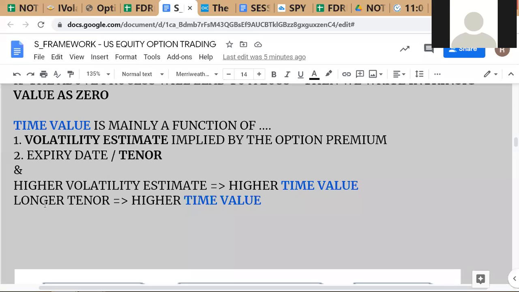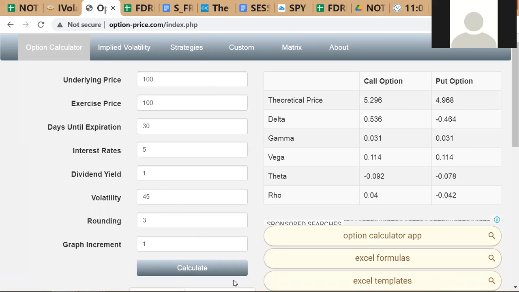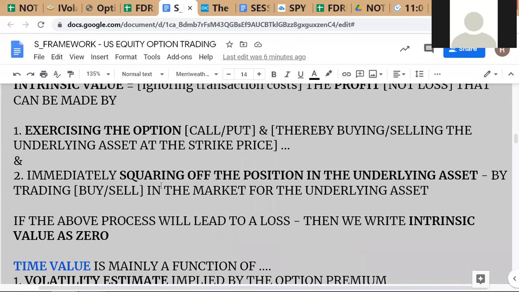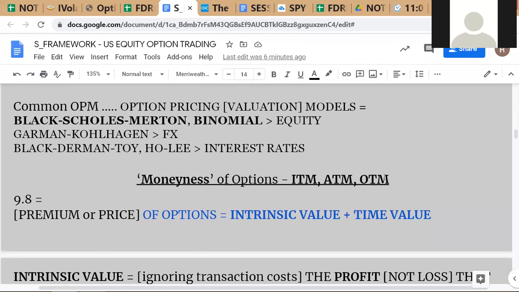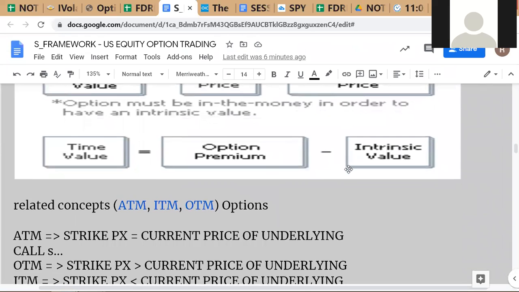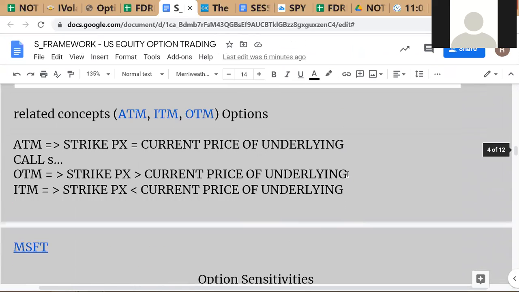So therefore, time value is a function of this vol estimate implied by the option premium, and it's a function of tenor. Okay, and you can test it out yourself. Let's look at it. Let's complete one more important learning here. Okay, the three terms: ITM, ATM, OTM. Very simple. Okay, very simple formula.